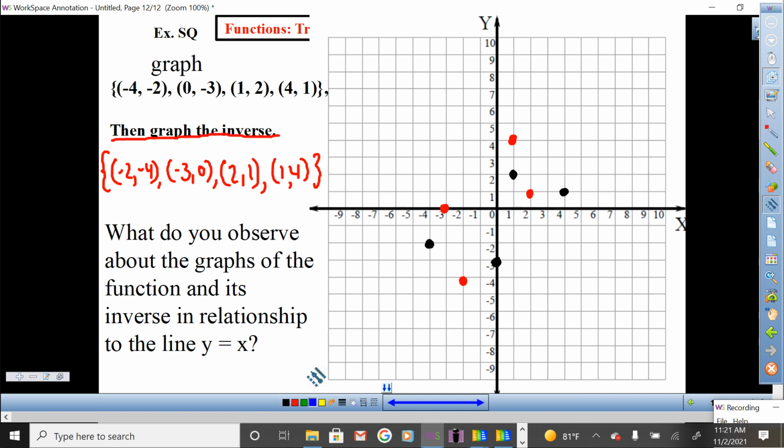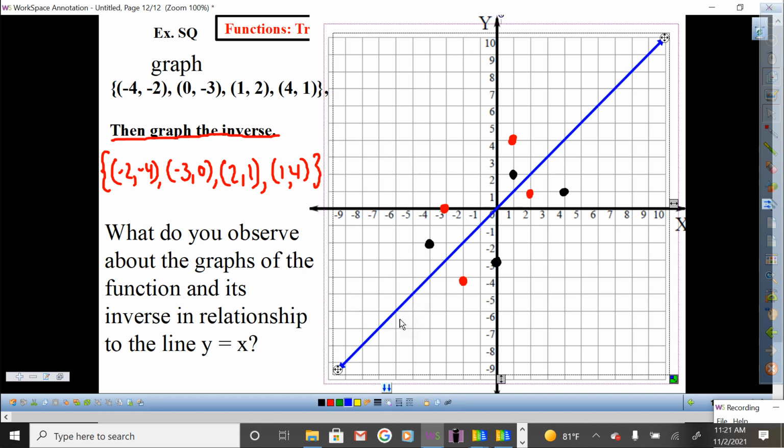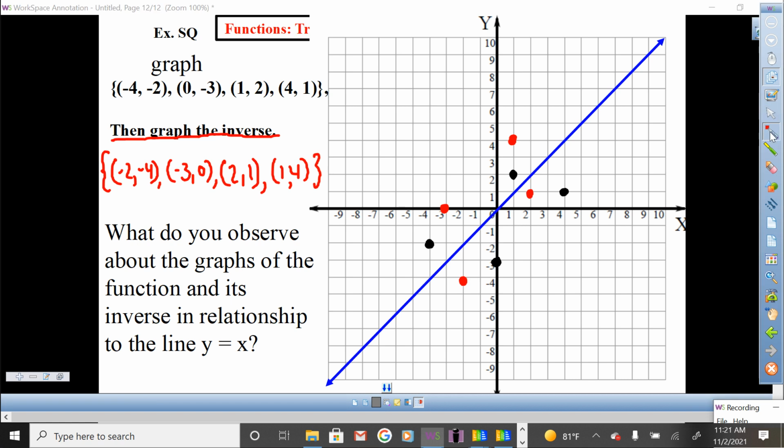Also, with your blue pen, let's graph a line that's going through the origin. It's called y equals x. Not perpendicular, parallel, my bad. Parallel, diagonal, sorry. All right, and we're going to label this one y equals x.